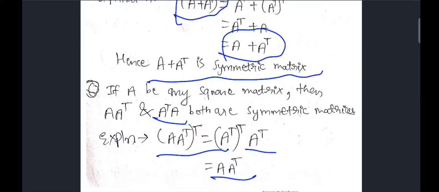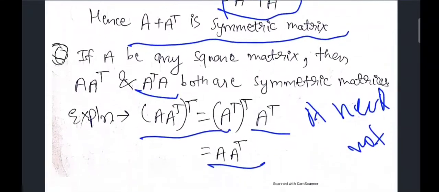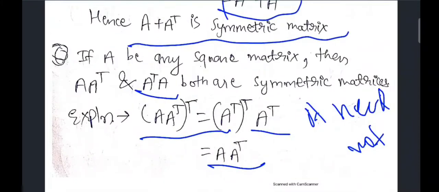And also you can see A need not be symmetric over here. Just write that A need not necessarily be symmetric. In this case, in the sixth point, the matrix A need not necessarily be symmetric. This is also a thing which you will have to remember.